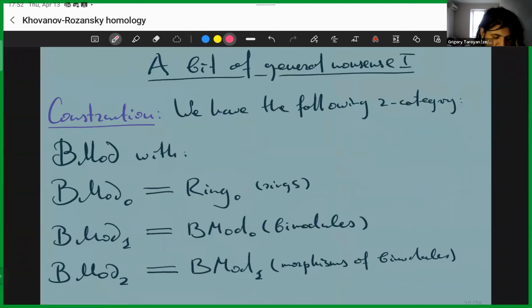Here is a bit of general nonsense, and I apologize in advance for this. So the idea is that we actually have the following two categories, denoted by this fancy B mod. The objects of this, the zero arrows, are just rings. Then the one morphisms are just bimodules.